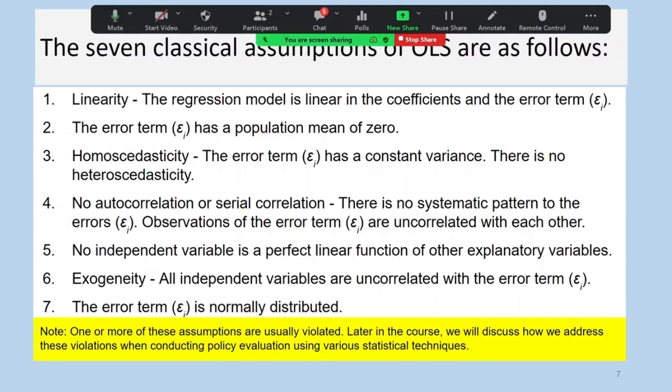There is no autocorrelation, or sometimes called serial correlation, meaning there's no systematic pattern to the errors. Observations of the error term are uncorrelated with each other, meaning an error in year 1 or year 2 is not related to year 1. Year 3 error is not related to year 2. Year 4 is not related to year 3. Okay? There's no pattern in the errors, right?